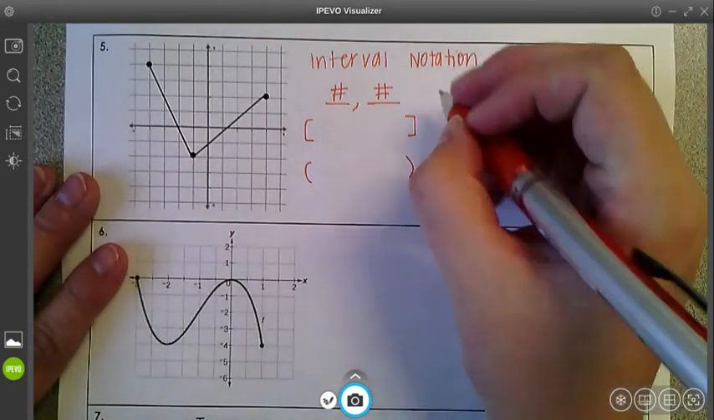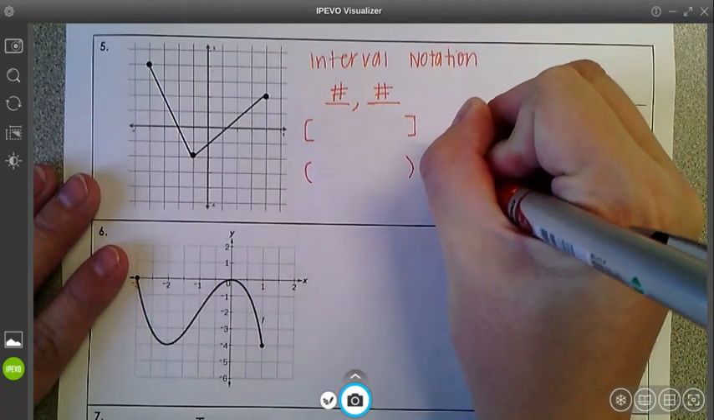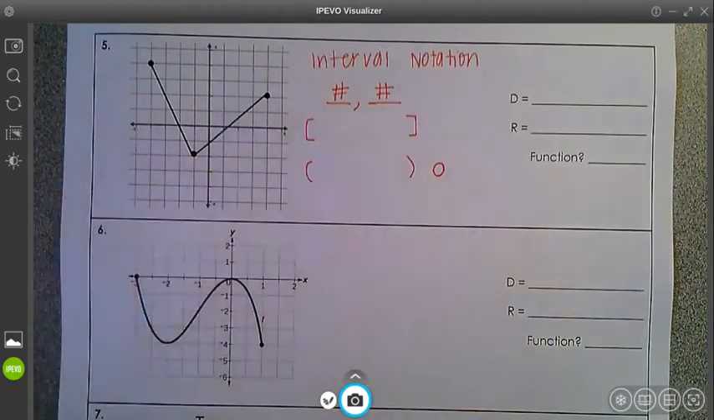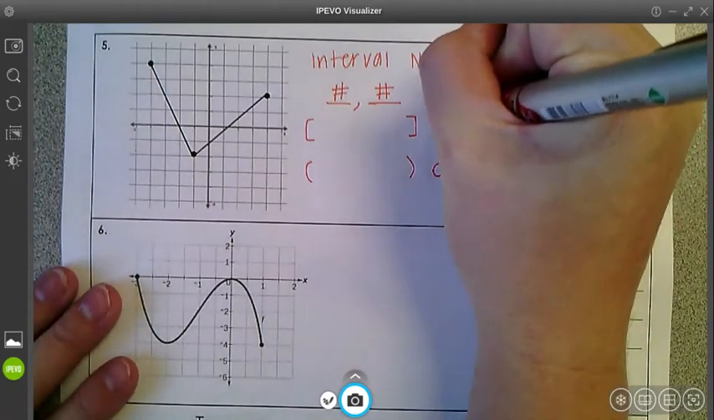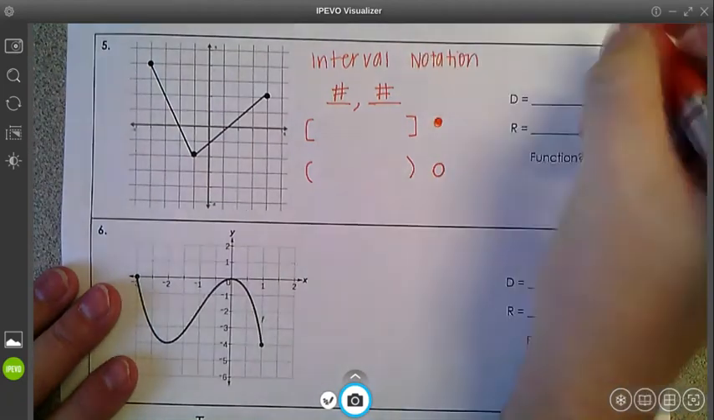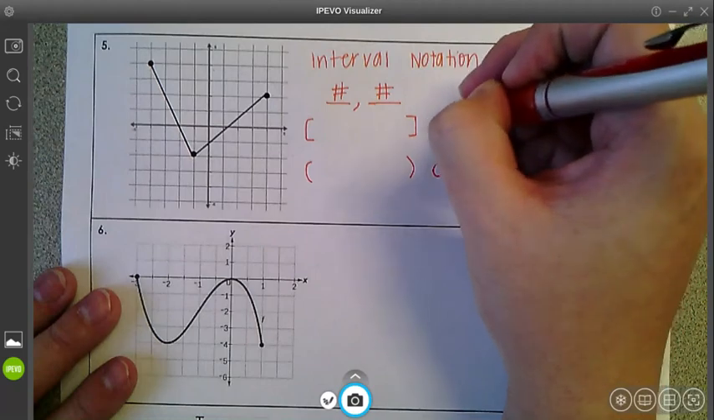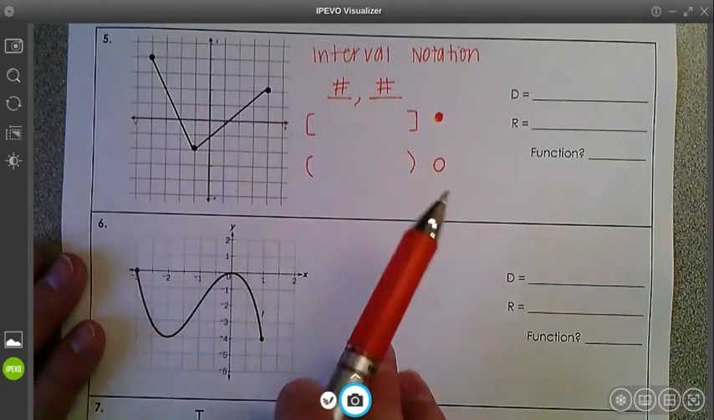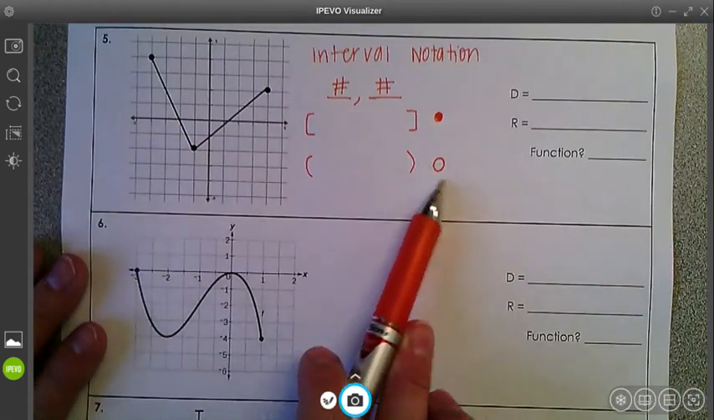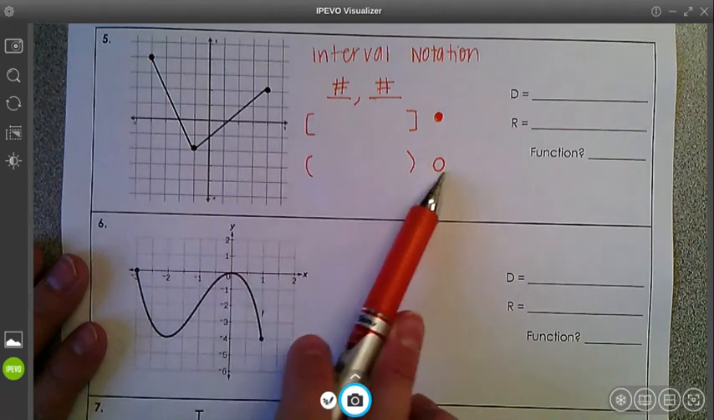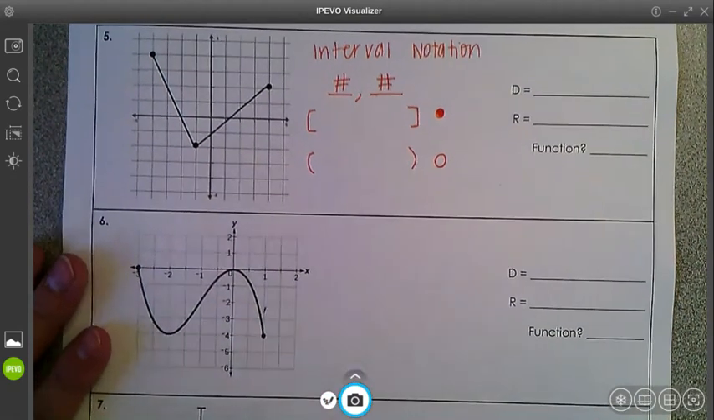well, let's start with the parenthesis. A parenthesis is used if you see an open circle. Everything else, you use a bracket. So sometimes you'll see a closed point. Sometimes the line will just be there, and you won't see the actual point. But if you see the open circle, you for sure use a parenthesis. Okay. So I'll show you what that means.